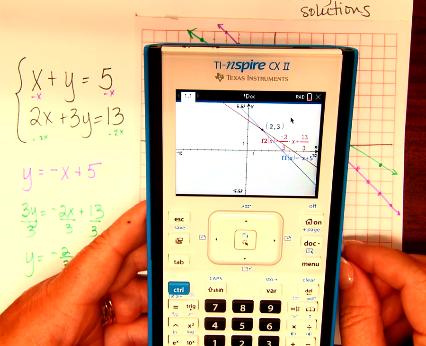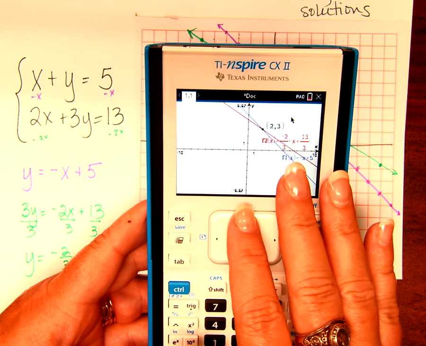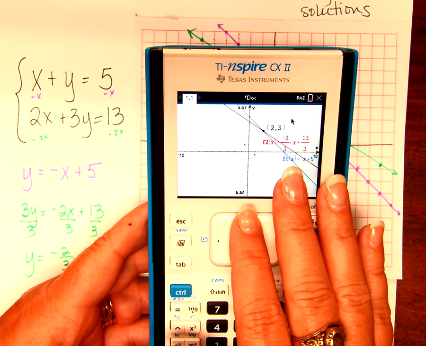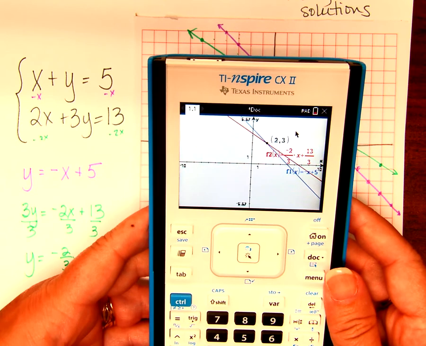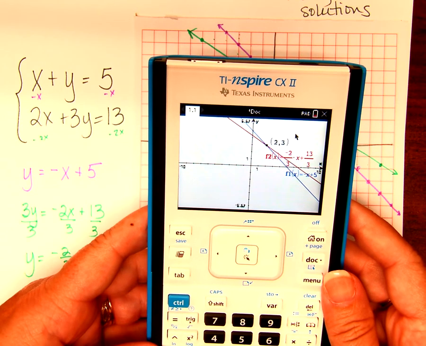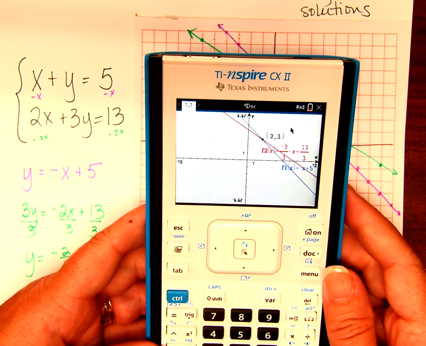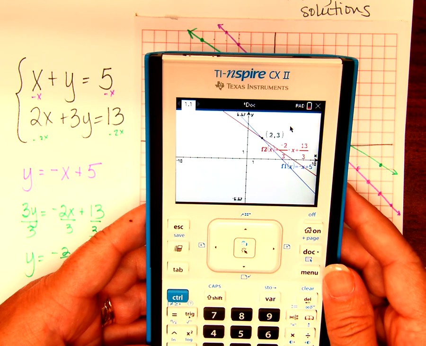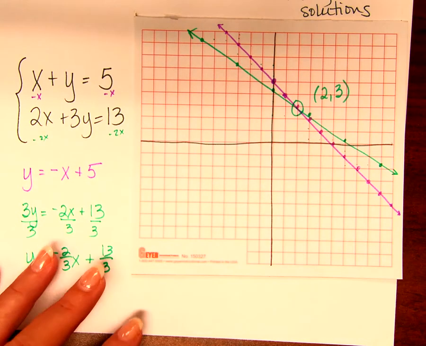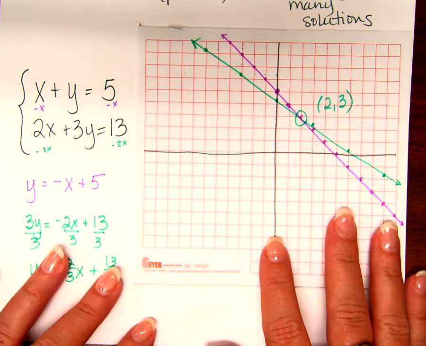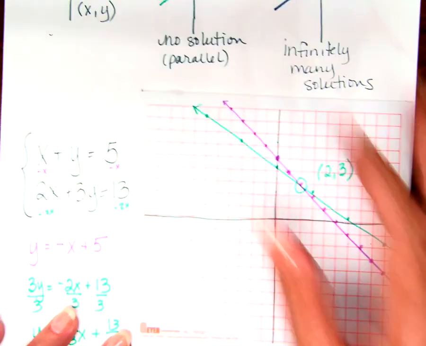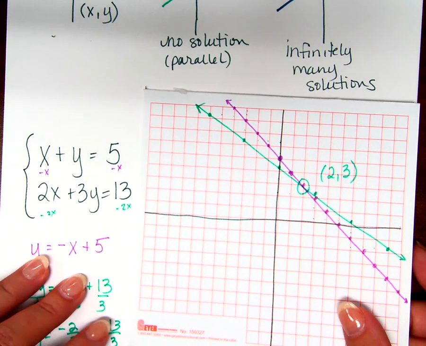Got it? What I don't want you to do is graph it on your calculator and then try to transfer that to the graph on your paper. I want you to graph on your paper first and then check with your calculator. Do you understand? Any questions about that? Okay? So solving by graphing is the first way we need to know how to solve a system of equations today. Are you comfortable with solving by graphing?